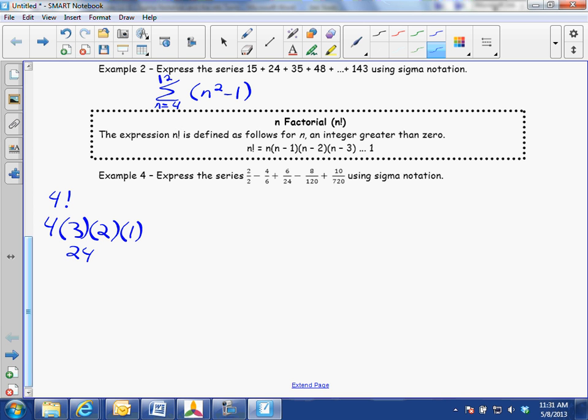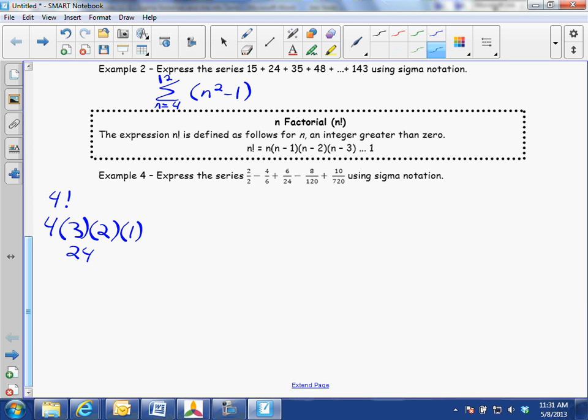Does this make sense? So if it was 25 factorial, it would be 25 times 24 times 23 times 22, and so on, all the way to 1. So that's why they give you that handy little button in your calculator so you don't have to multiply.